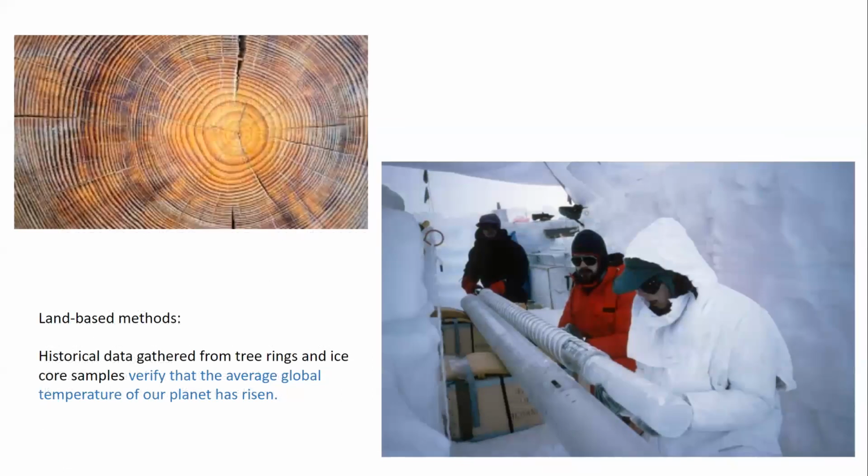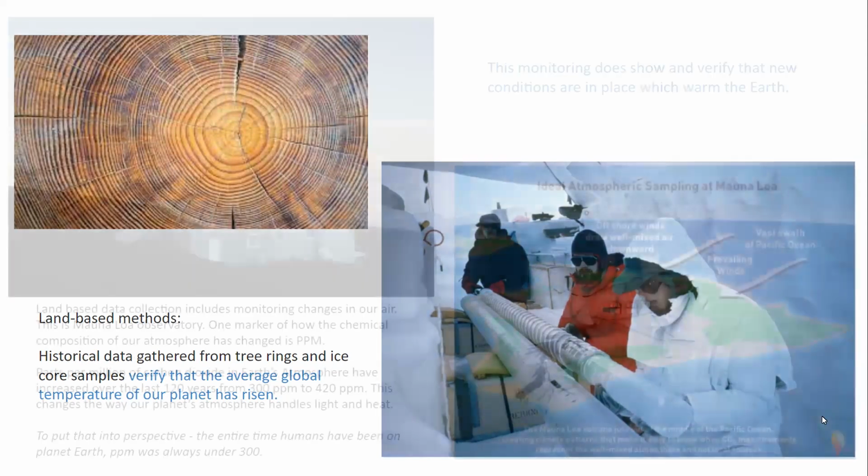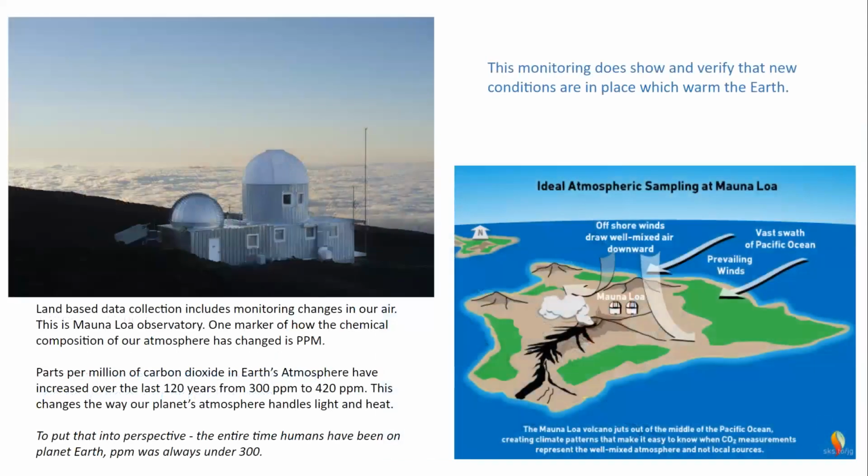There are other land-based methods. Historical data gathered from tree rings and ice core samples verify that the average global temperature of our planet has risen. Land-based data collection includes monitoring changes in our air. This is Mauna Loa Observatory. What you see behind it are clouds. It's above the cloud level.